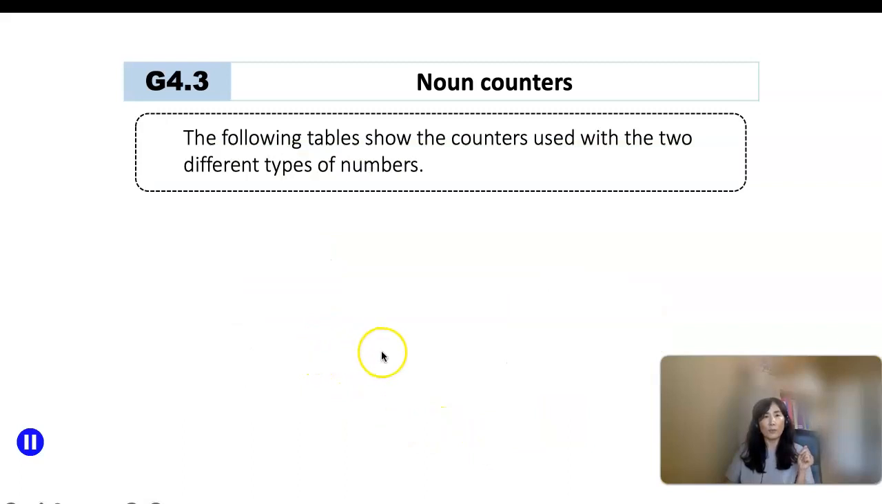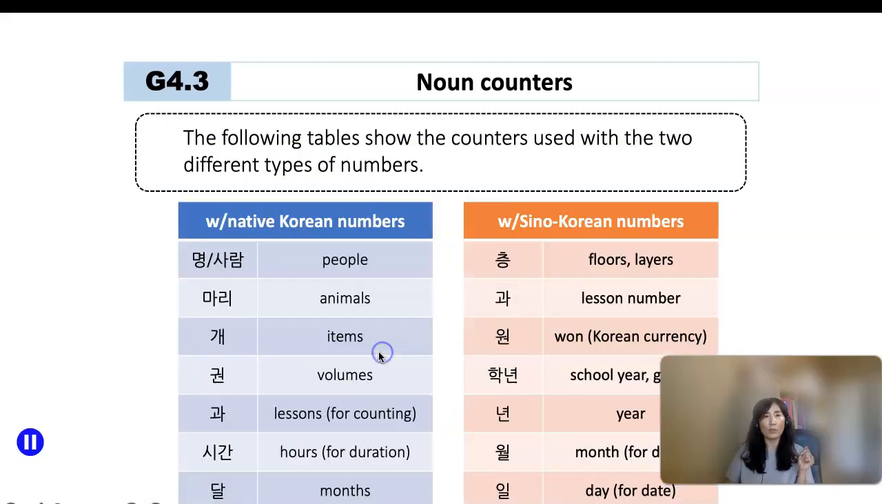So the following table shows the counters used with the two different sets of numbers. On the right side, all these counters take native Korean numbers. 사람, when you count a person, 한 사람, 두 사람, 세 사람, 마리, animal, or general item, or the book, or counting for chapter or lesson, or counter for hours, counter for month, all of them take only native Korean numbers. Whereas on the left side of the table, these kinds of counters take Sino-Korean numbers.